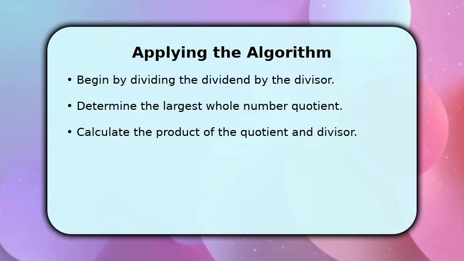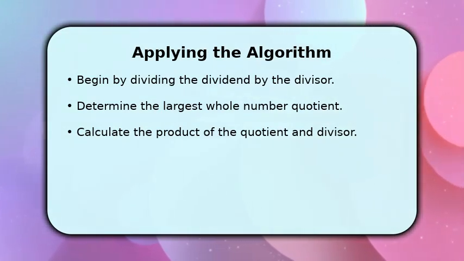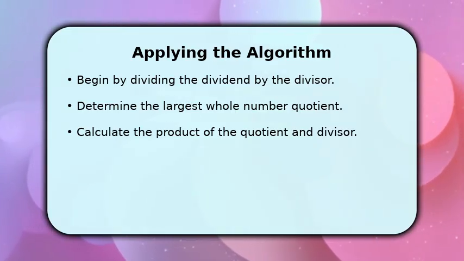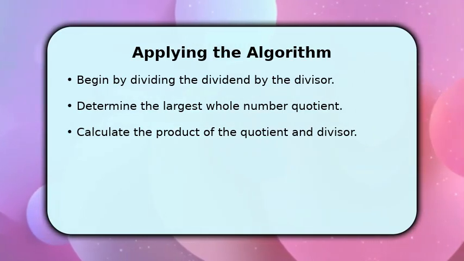Applying the algorithm involves a few straightforward steps. First, you take your dividend and divide it by your divisor. Next, you find the largest whole number that, when multiplied by the divisor, does not exceed the dividend. This number is your quotient.